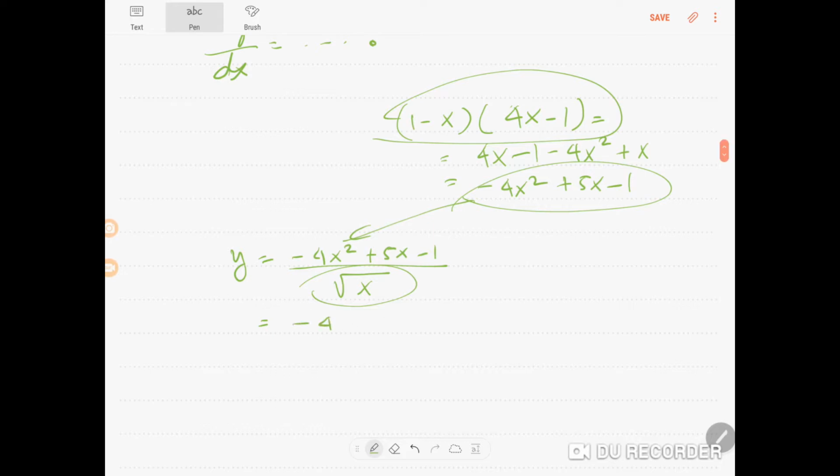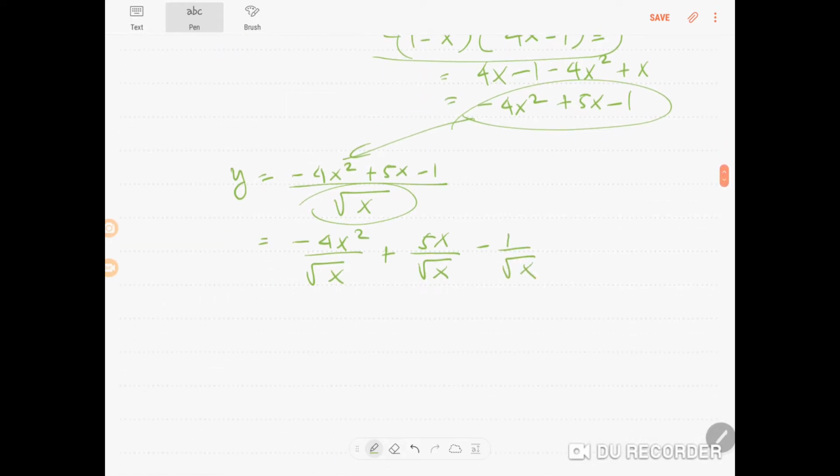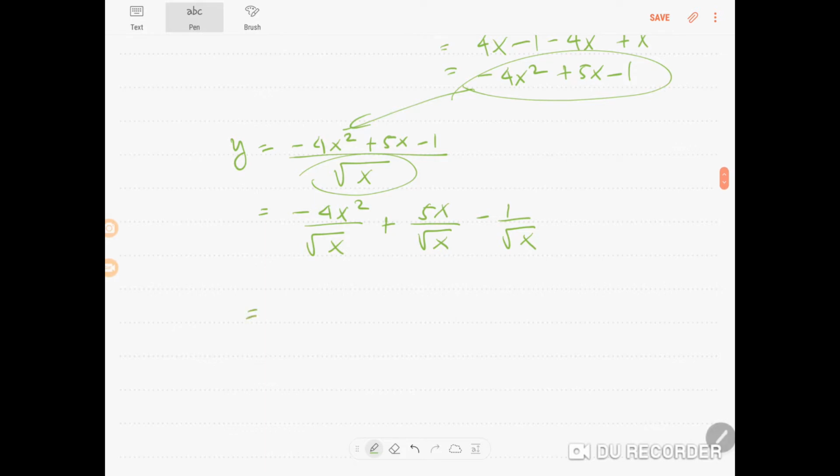So I'm gonna separate them. Negative 4x squared divided by square root of x plus 5x divided by square root of x minus 1 over square root of x. All right. So this is how I try to break them apart. And now, by looking at this process, I can go on to simplify this type of question. So negative 4x squared divided by the square root of x, if you wanna go through it step by step, this is what you need to do.